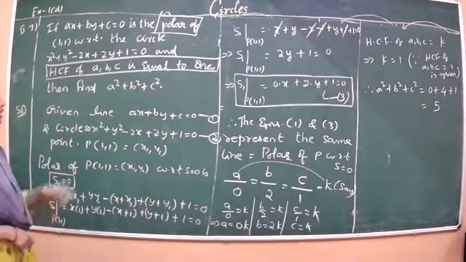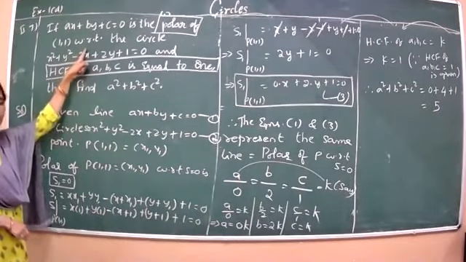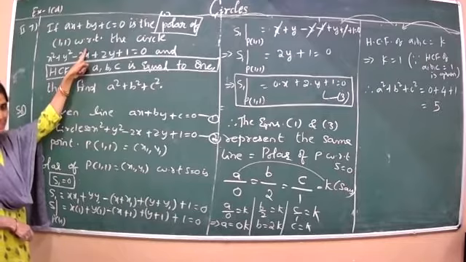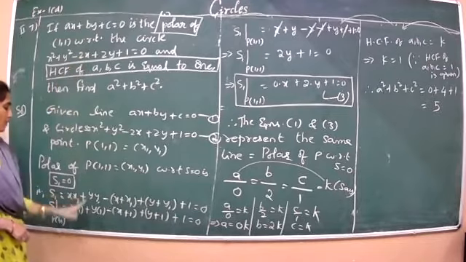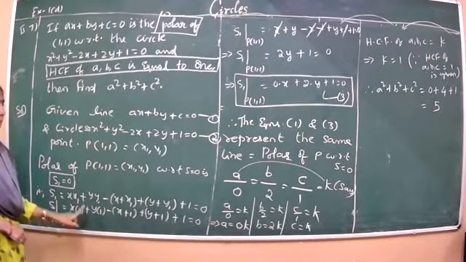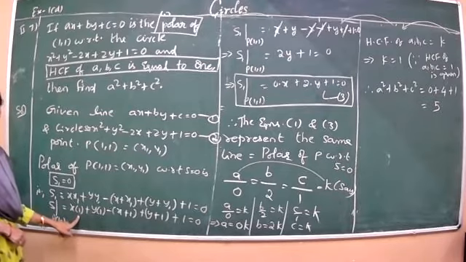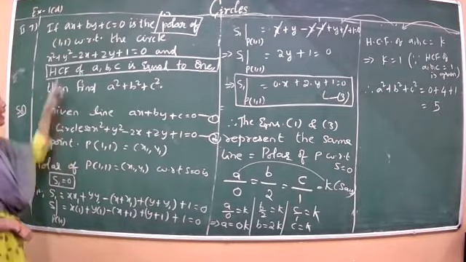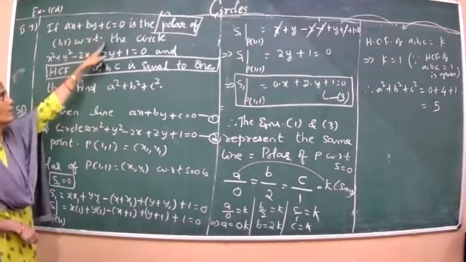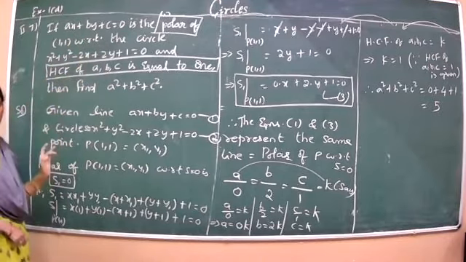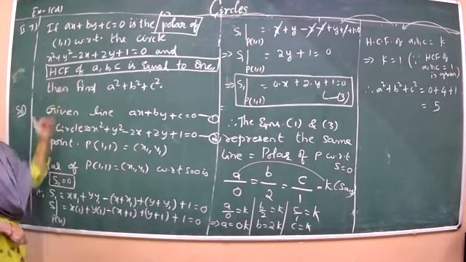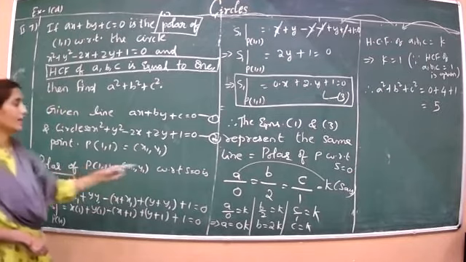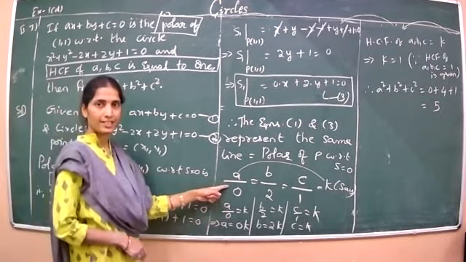Let me pick the question again. The question asks for the polar of P with respect to the circle S equal to 0, and we have found the polar of P using S1 equal to S1. According to the question, AX plus BY plus C equal to 0 is also the polar of P, and both these equations represent the same line. Therefore, we will compare their coefficients.